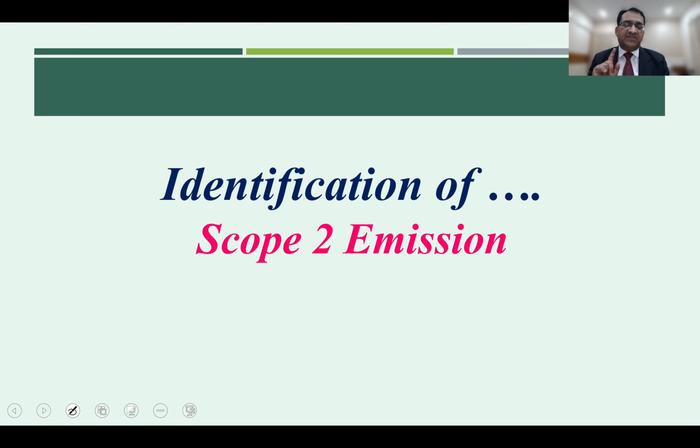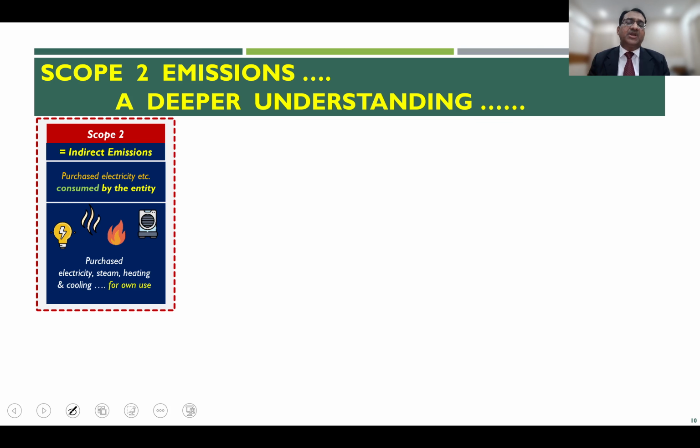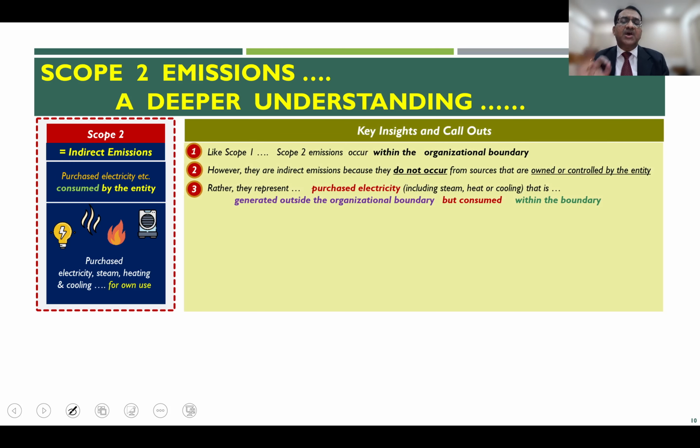Now, what about scope 2? As we have seen, scope 2 is indirect emission arising on account of purchased electricity, and the larger meaning of electricity is electricity, steam, heating and cooling, which is used within the entity. So like scope 1, scope 2 emission also occurs within the organizational boundary. However, these are indirect emissions because they do not occur from sources that are owned or controlled by the entity.